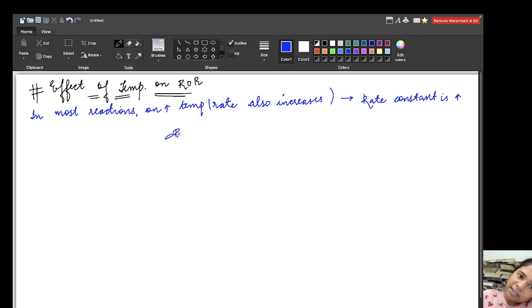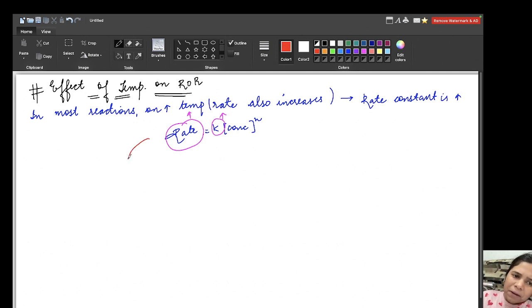Because see, if rate is increasing, rate equals K concentration raised to the power n. So I am telling you, if temperature increases, rate increases. So if rate is increasing, definitely your K is also increasing, right? Now there are two things which you need to study. One is the approx dependency on temperature.